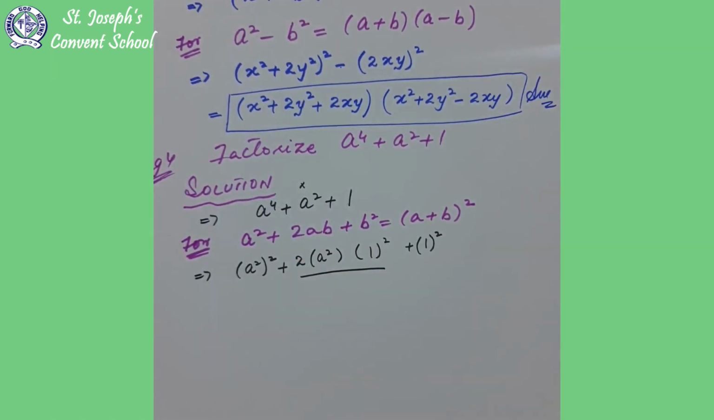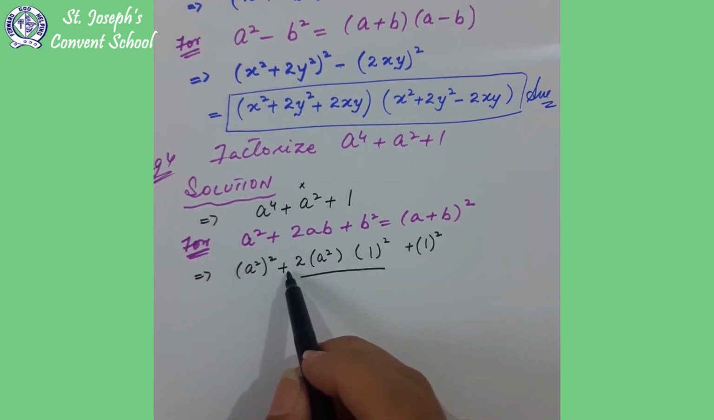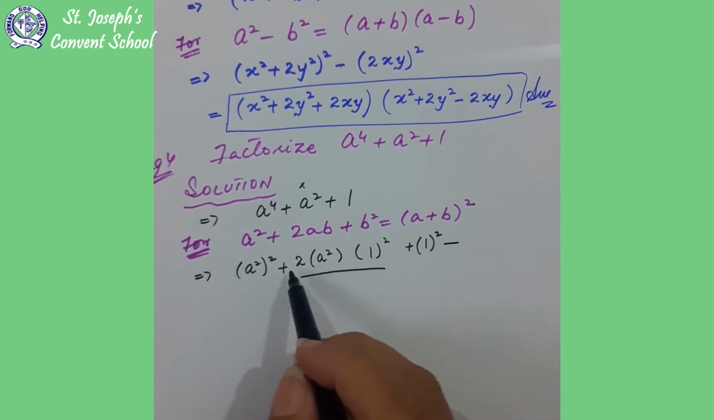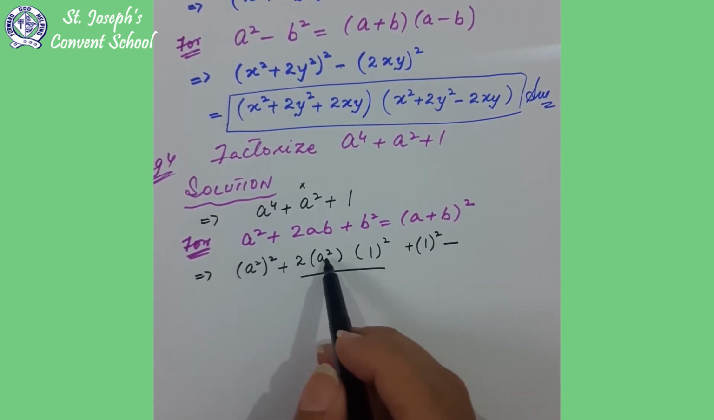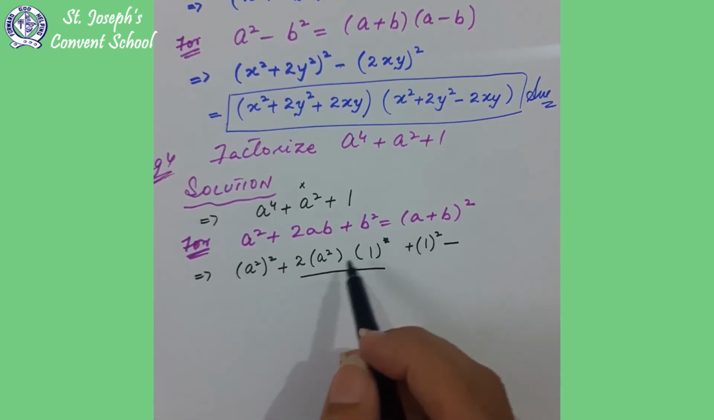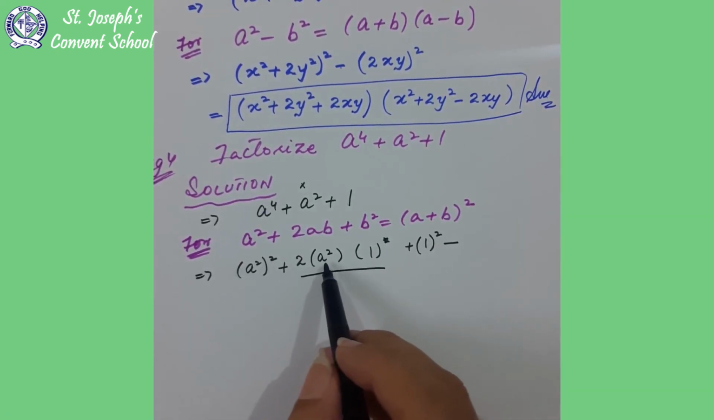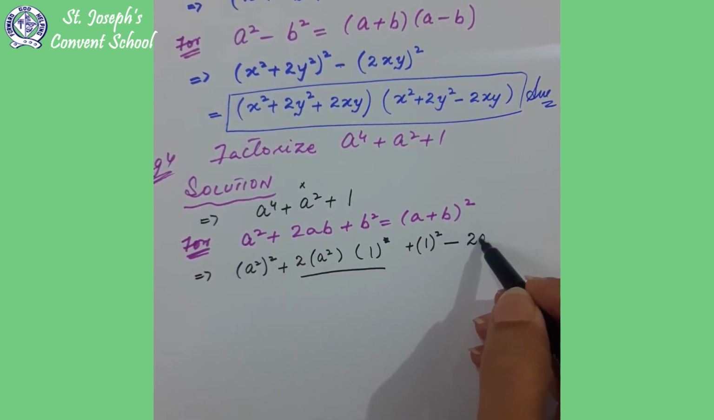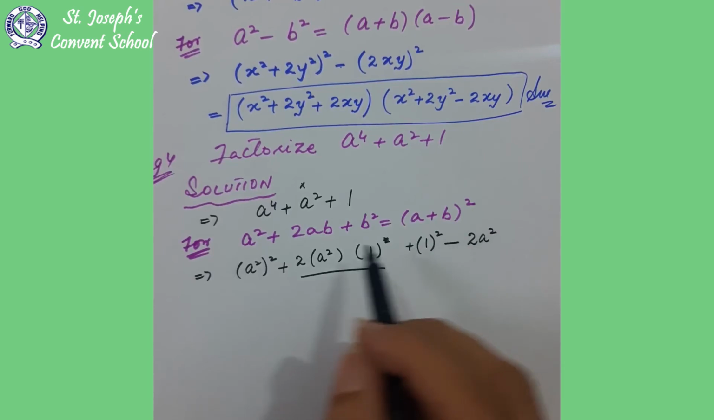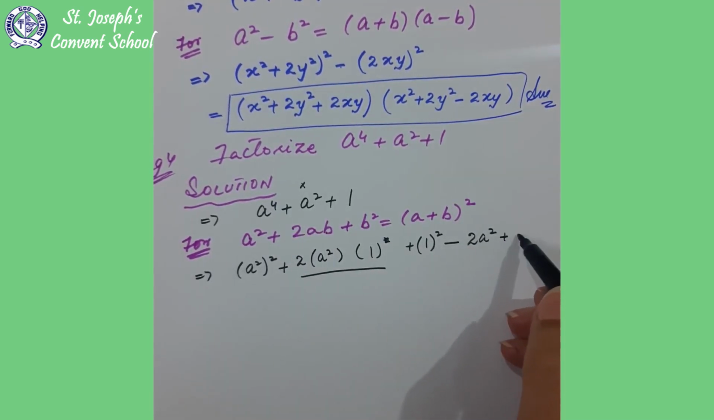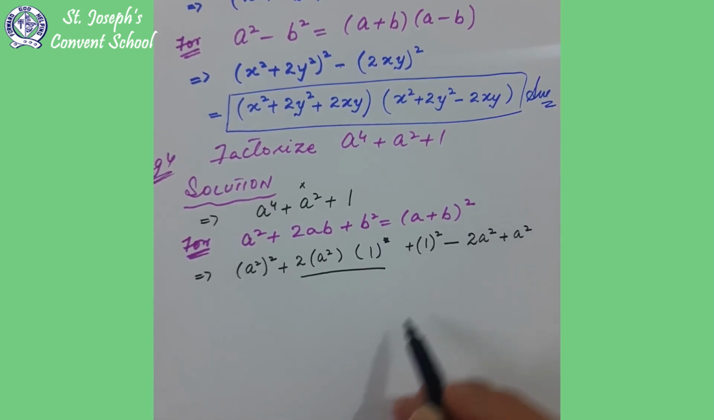So now according to the rule, whatever we have added, the same thing we will subtract. So minus, you can multiply and write 2 ones are 2 a square. This square will not come. 2a square we have added, so we will subtract 2a square. And this incomplete middle term we will write in the end. Clear?